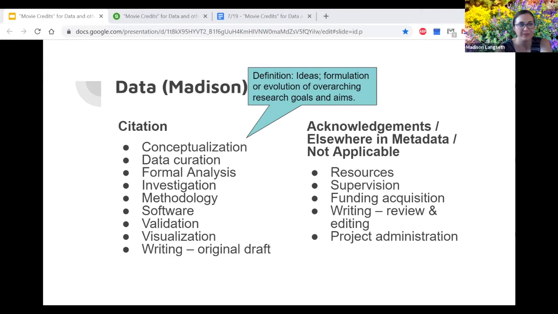Thanks, Ruth. I'm seeing another question in the chat. How about services or tools like Giovanni? I think that came in after the question about where do things like websites and collections of visualizations fit?